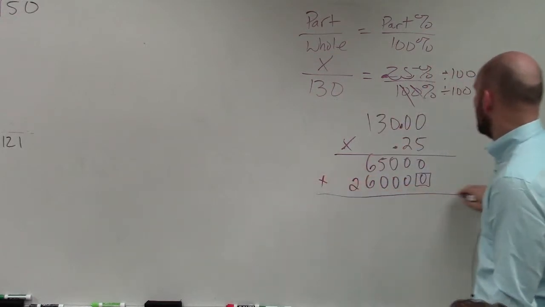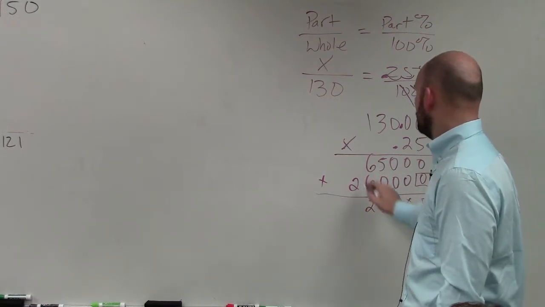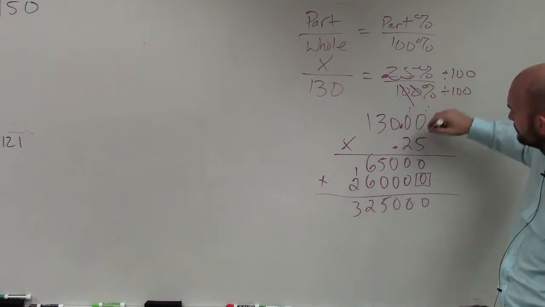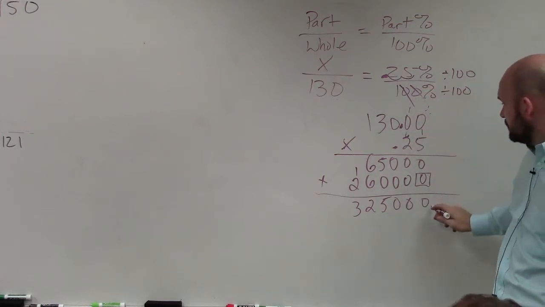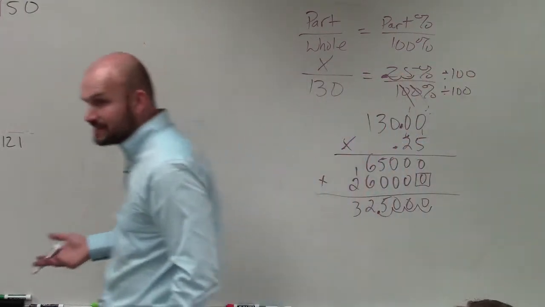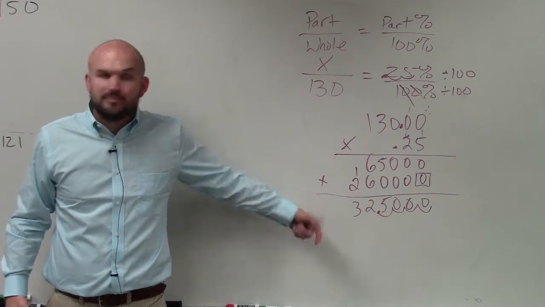Now I add up my rows, and I get 1, 2, 3, 12, 3. Now to determine where my decimal point goes, I add in all my place marks. So I have 1, 2, 3, 4. So I go 1, 2, 3, 4. So that means 25% of 130 is $32.50. But that's not what they're asking.